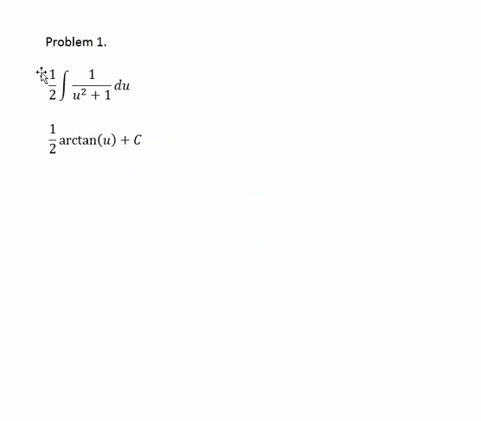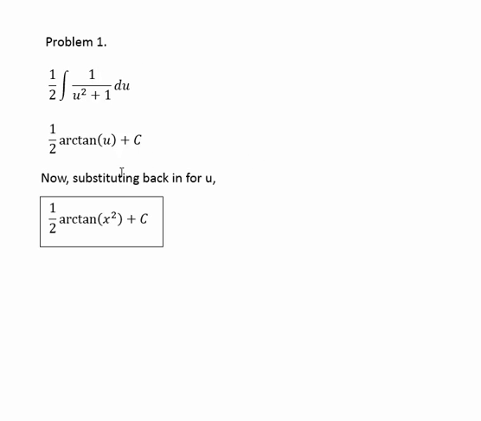This is equal to 1/2 arctan of u plus c, of course, because the solution to this is actually a family of functions. It's not just going to be one function, since when you take the derivative of a constant, that cancels out. So finally, we're just going to substitute back in for u. We said earlier that u was equal to x squared. So the answer to this integral is 1/2 arctan of x squared plus c.